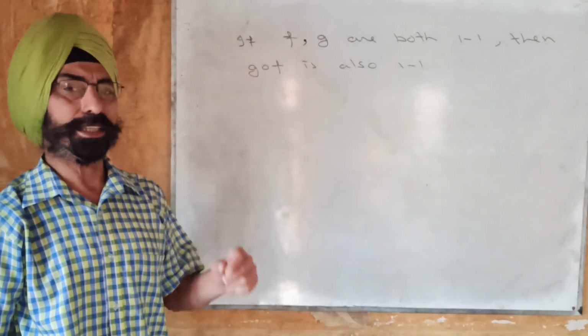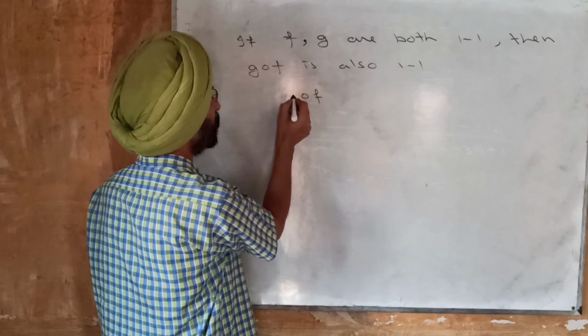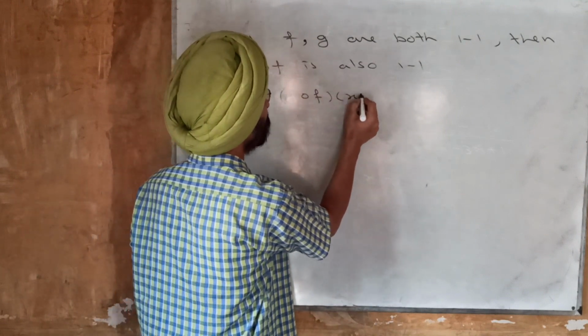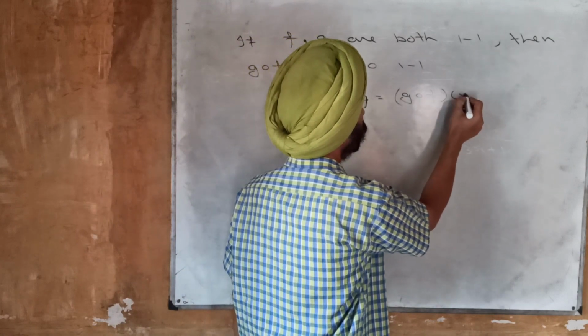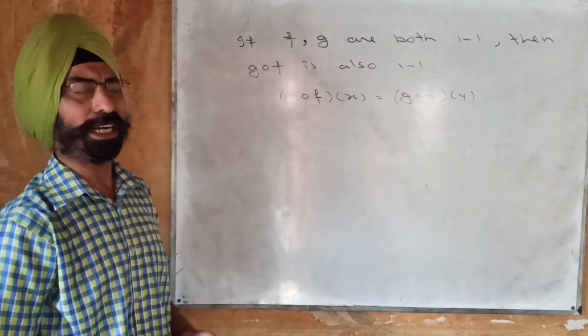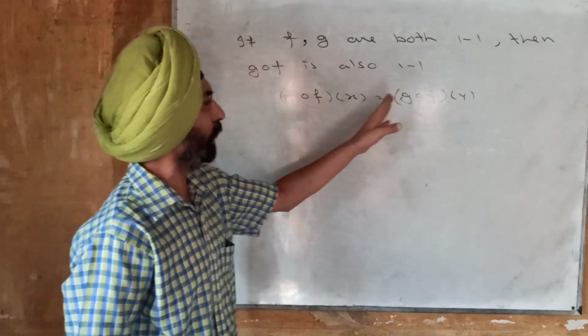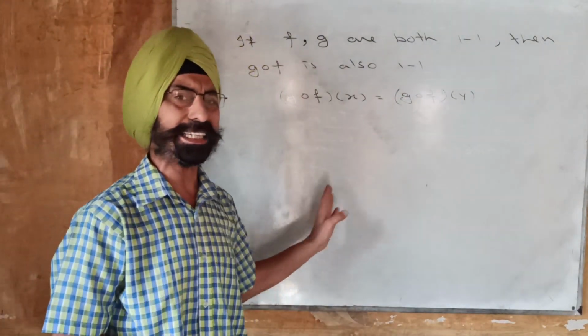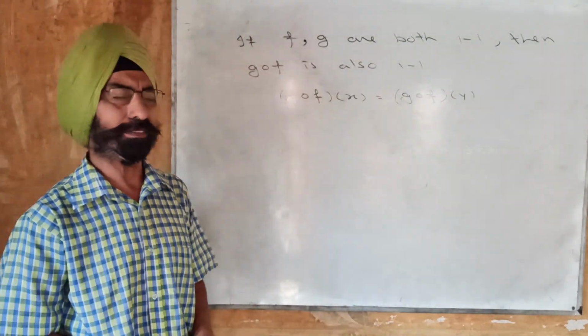So how to prove it? The proof is very easy. You start with f composite g of x is equal to f composite g of y, and what we have to prove is that x is equal to y. If f composite g of x is equal to f composite g of y implies that x is equal to y, then the function f composite g will be 1, 1.